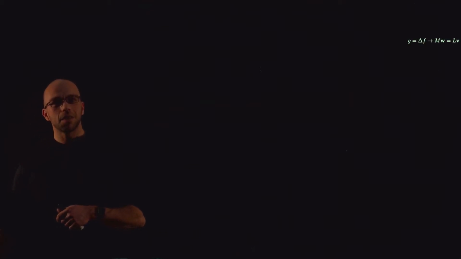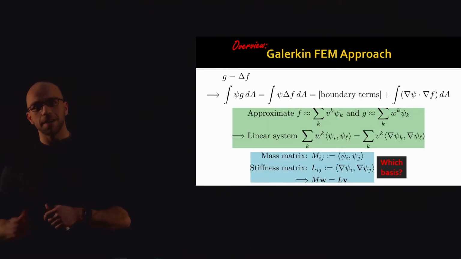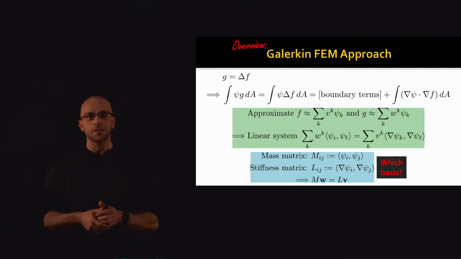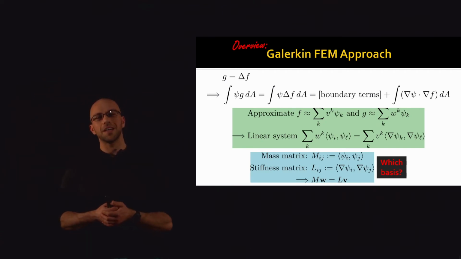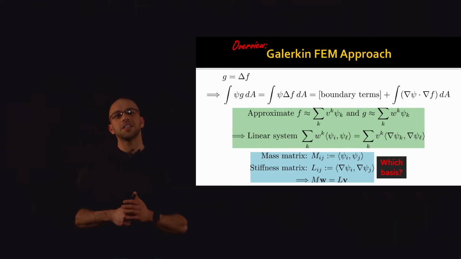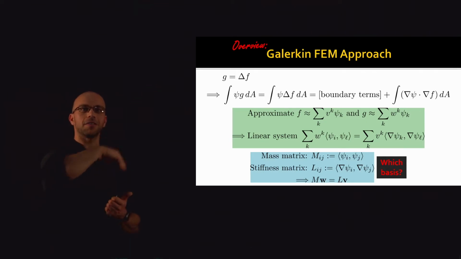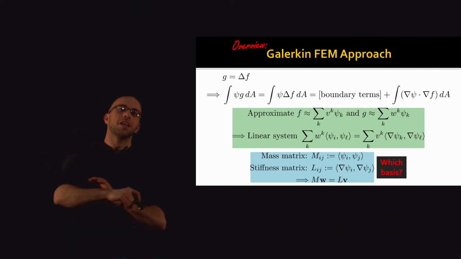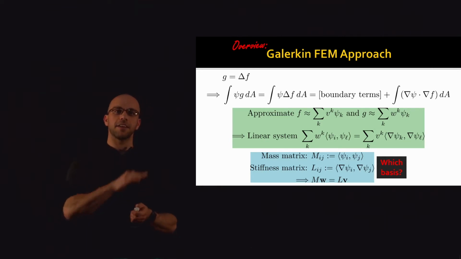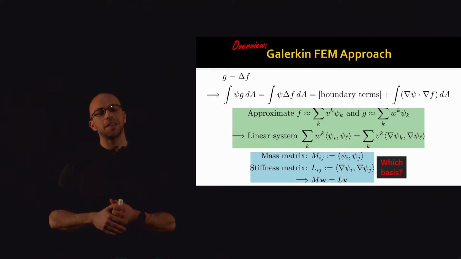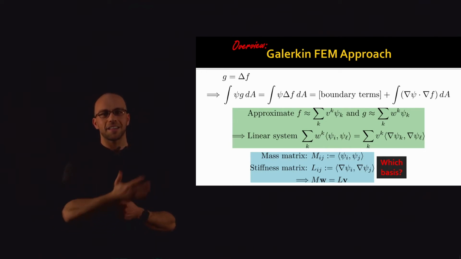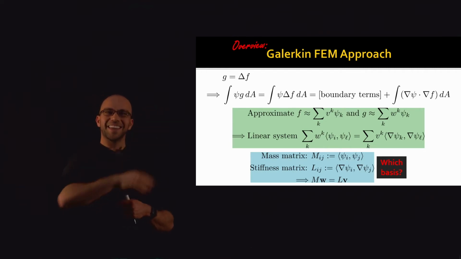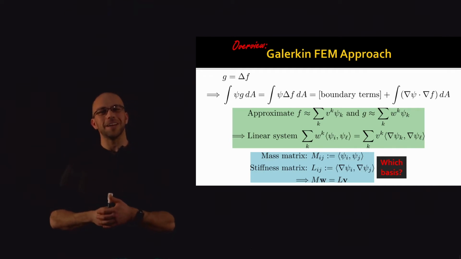Okay, so let's keep moving here. So let's summarize what we've done on a nicer looking slide. So here's our summary of the Galerkin FEM approach. Essentially, we start with some PDE we want to solve, like g equals Laplacian f, and we integrate both sides against the test function psi. That gives us some relationship between the integral of psi against one side, g, and the integral of psi against the other side, Laplacian f.